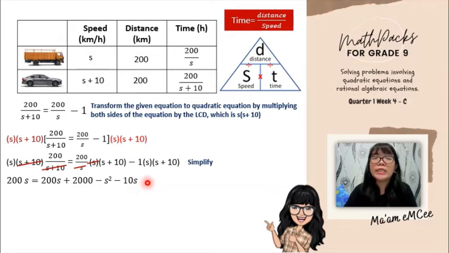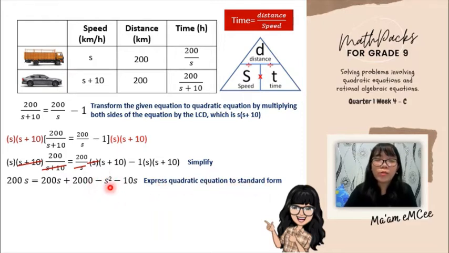But this is not yet in standard form. That is why the next thing that we need to do is to express our quadratic equation in standard form, wherein we need to transpose every term in this side of the equation to the other side, because our leading term or our quadratic term here is negative. So we need to make this one positive. So let us just transpose to the other side.